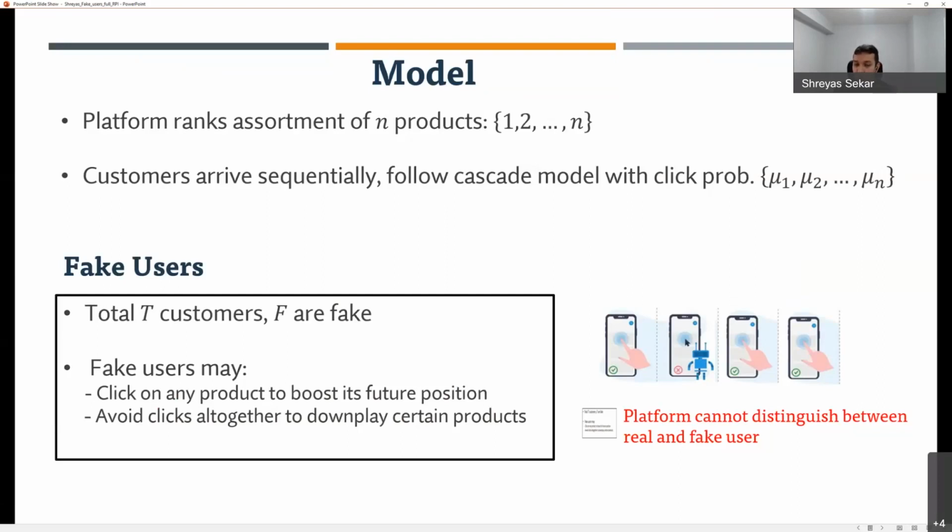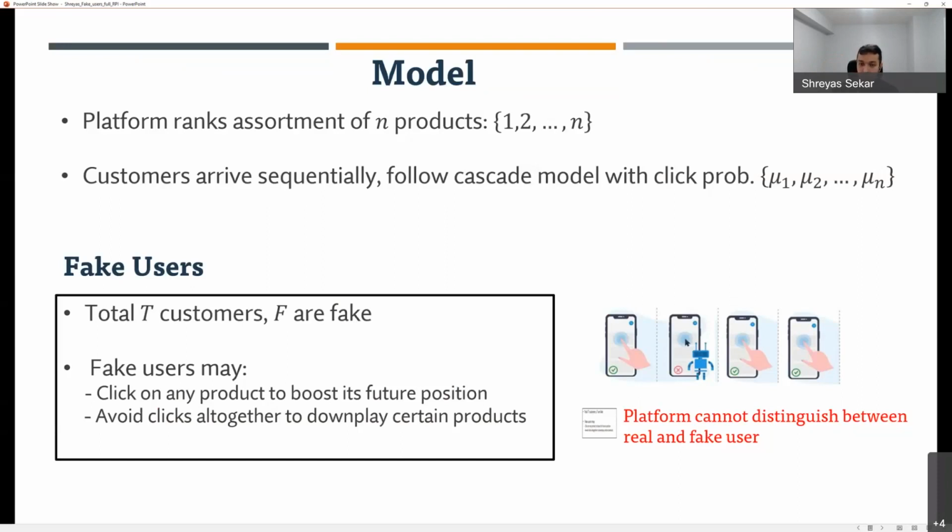Because the platform's goal is to identify the click probability of each product. The click probability of a product is the numerator, which is the number of clicks, divided by the number of people who viewed the product in total. So really, the fake users can affect both the numerator by clicking on a product, and the denominator by viewing a product and not clicking on it. Now, again, let me reiterate the most important thing. As a platform, I have the data from all my consumers, so I can see what products they've clicked on. But unfortunately, I cannot distinguish which of these clicks are real and which of these clicks are fake.